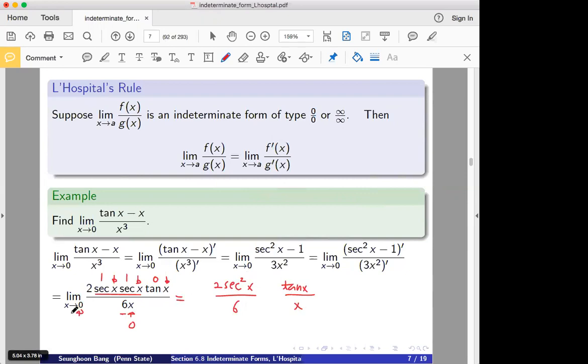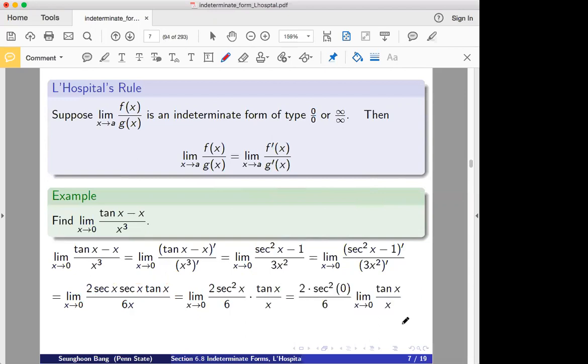So next, distribute the limit to the first and the second one. This is a limit as x approaches 0, and the limit as x approaches 0 for the second. You can split the non-zero part and the zero part. For the non-zero part, you plug 0 into here. As I said before, secant of 0 is 1. 2 times 1 squared is 2, so we have 2 over 6. Then the limit as x approaches 0 of tangent x over x. So we have this result.